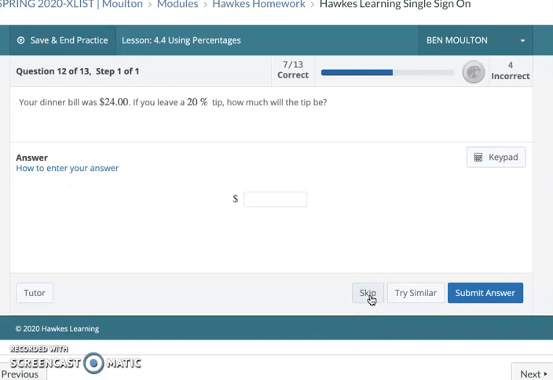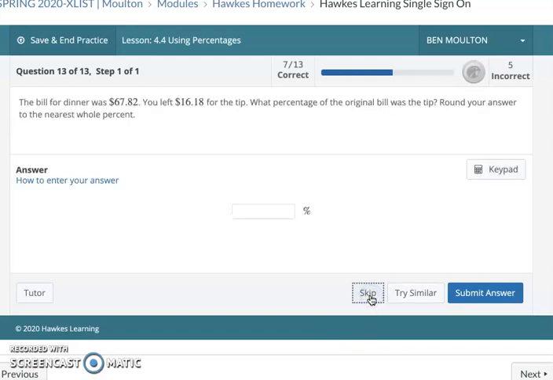This one, it's another tip problem. I'll let you handle that. And this last one, it's another tip problem, although you want to find the percentage of the original bill, so you're just dividing 16.18 by 67.82 times 100. You'll have your answer. And that'll take care of 4.4. Enjoy.